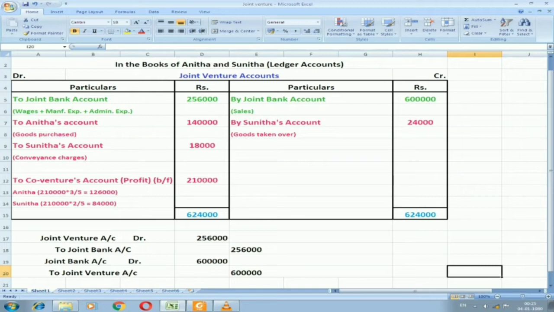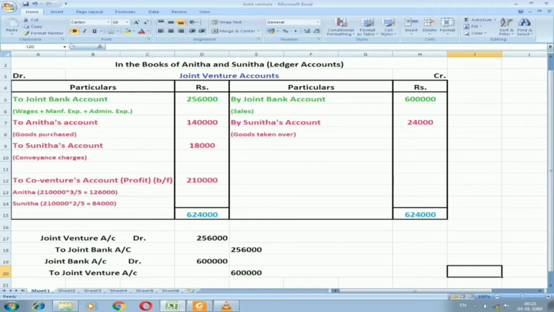So, joint venture account debtor to joint bank account 2,56,000. Joint venture account debtor to Anita's account 1,40,000. Joint venture account debtor to Sunita's account 18,000. Joint venture account debtor to co-venture account 2,10,000. On the other side, joint bank account debtor to joint venture account 6 lakh. Sunita's account debtor to joint venture account 24,000. So in a simple way, conversion of ledger to journal will be done.